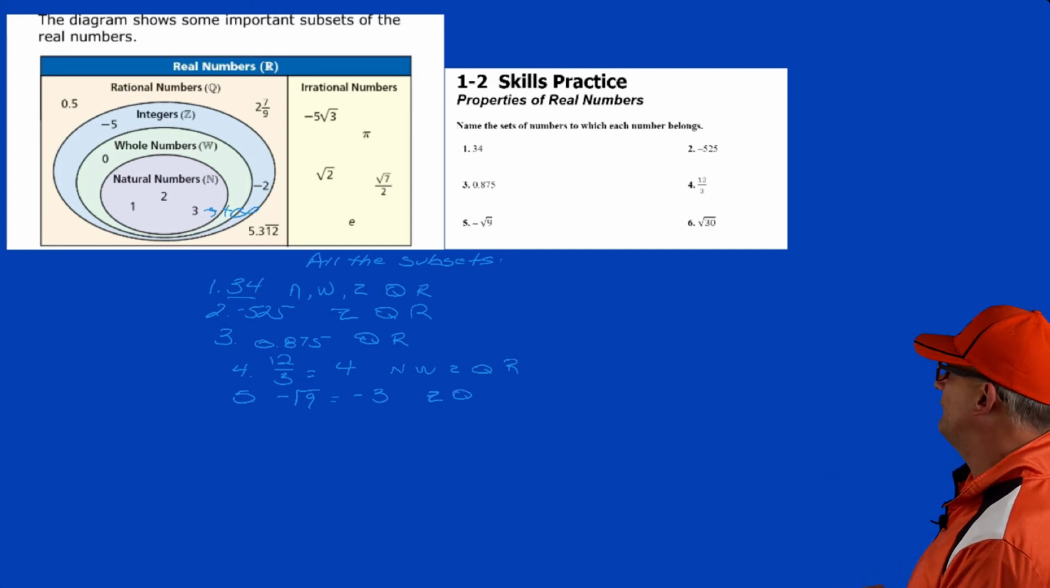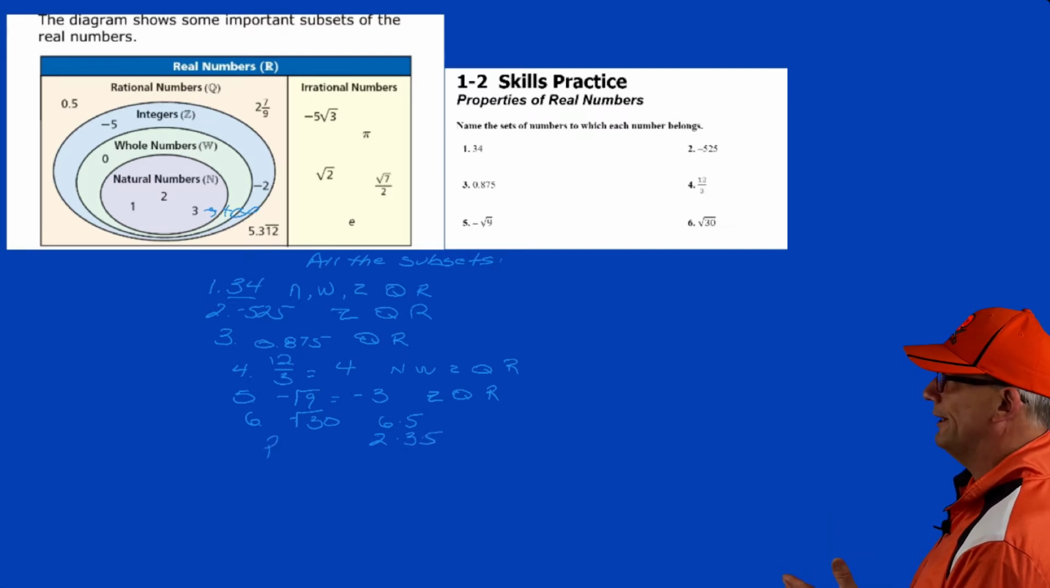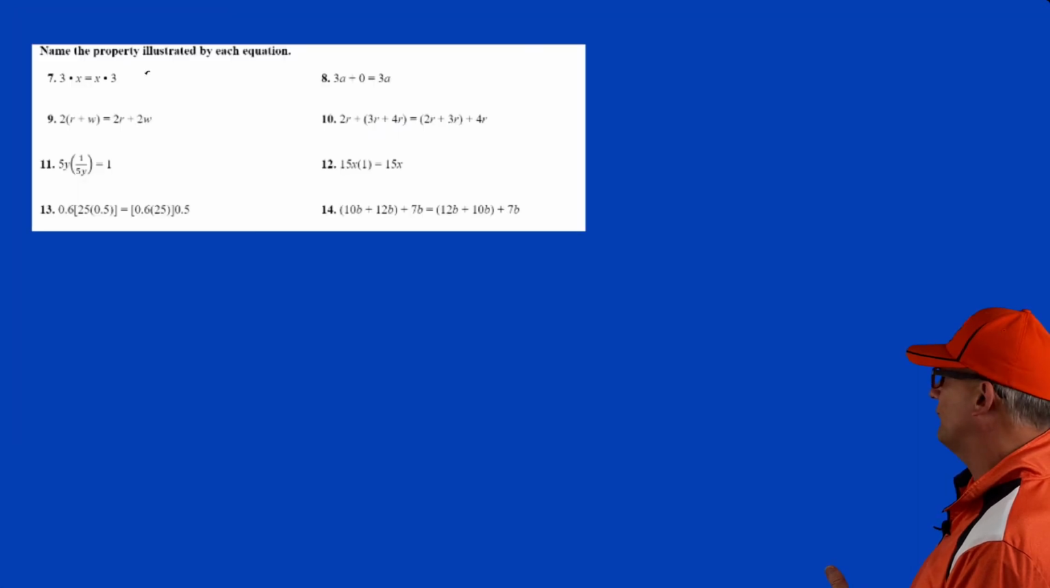Well, to find out what that is, you have to simplify it. It's positive 4. That gives you natural, whole, integer, rational, and real. Negative square root of 9 equals negative 3. That is an integer, right? Real. It is rational. We can write it as a fraction. Okay, let's take a look at this.